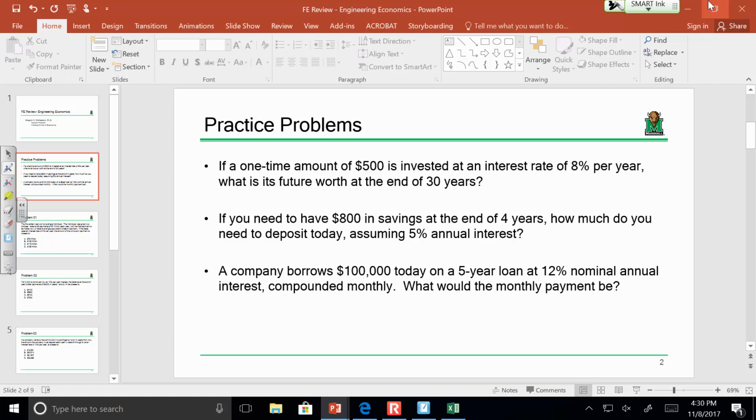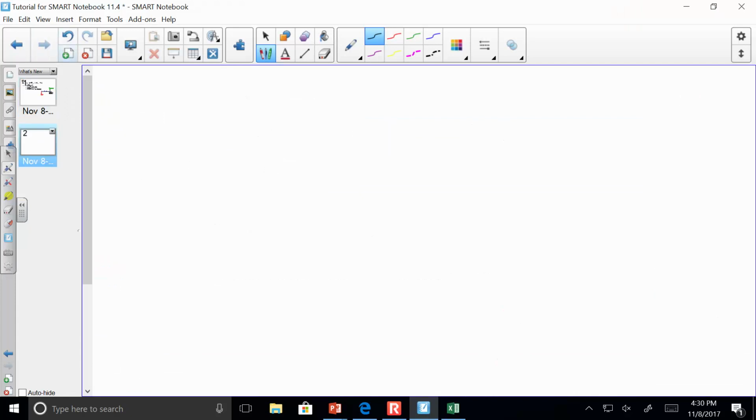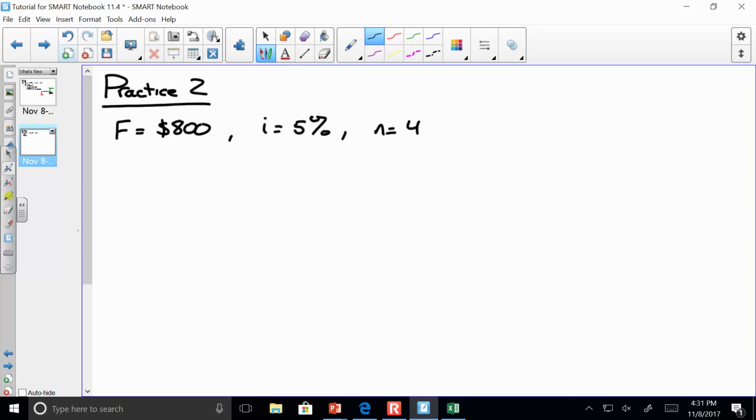All right. Any questions? Let's go through it together. So on this one, it's backwards. We have a future value that we know of, what was it? 800. And we have an interest rate of 5%, and the number of years is 4. What are we solving for? P.